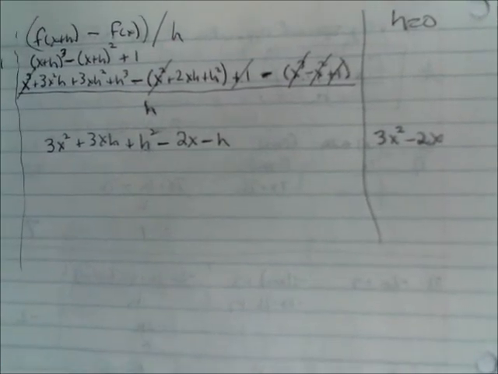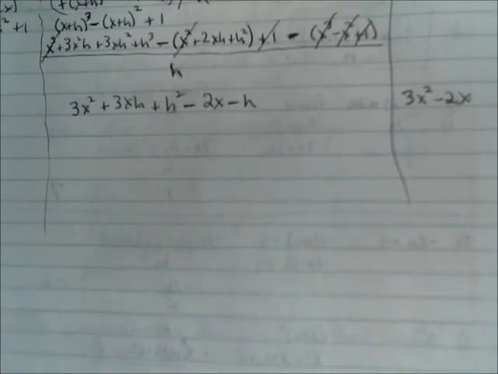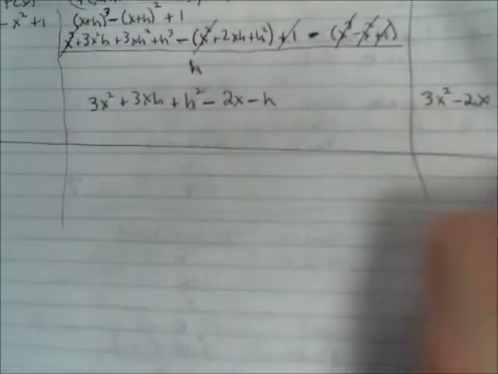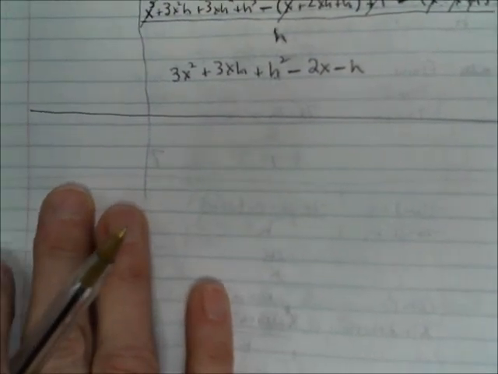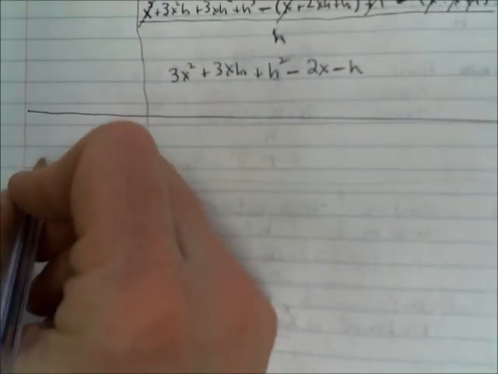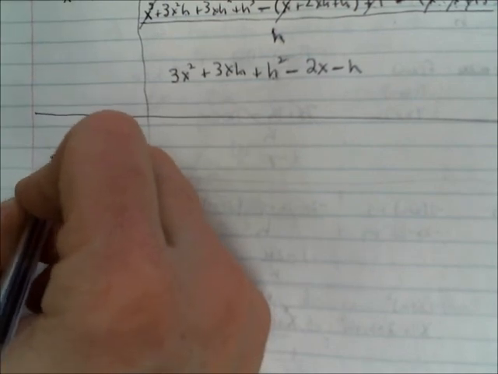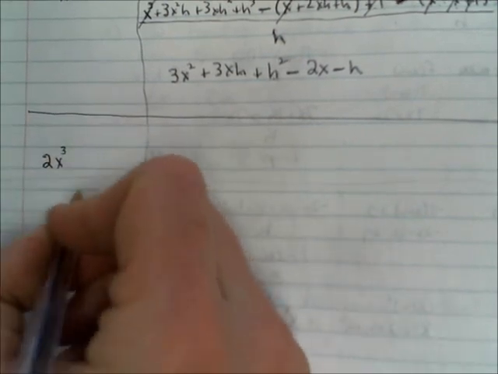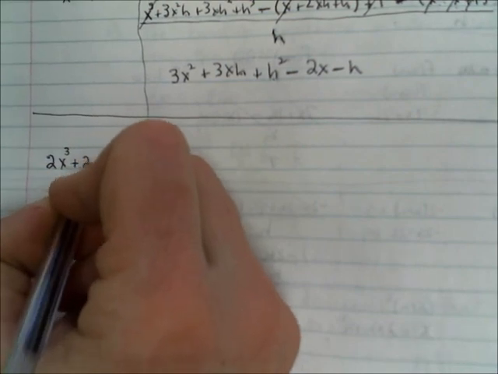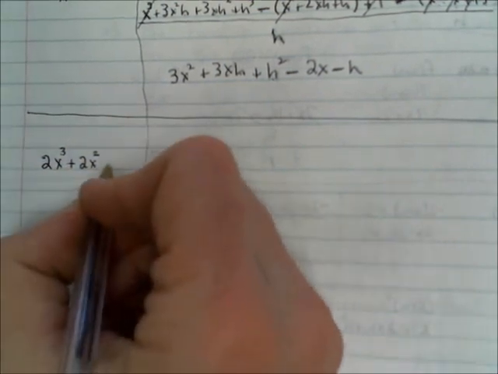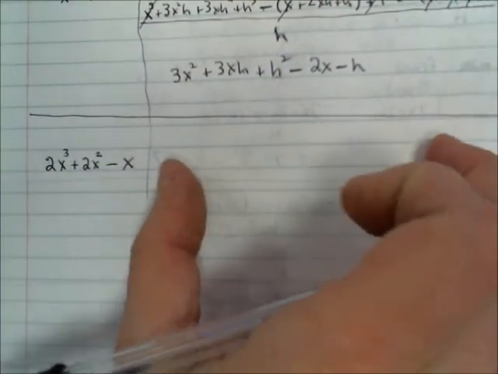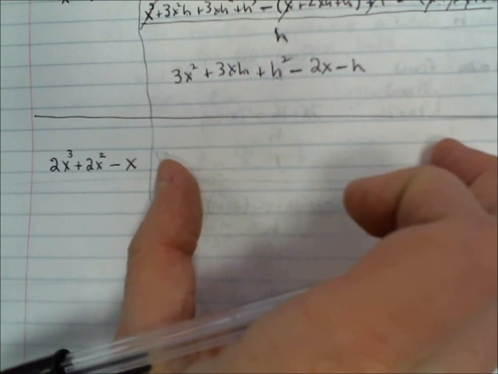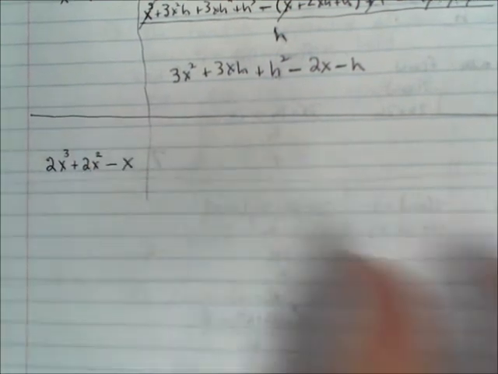I want you to try one on your own. So I'm going to give you one that's more complicated than anything else, and we can go over that one in class tomorrow when you get here. So let's say f of x is equal to 2x cubed plus 2x squared minus x. Now that's going to expand out to be a very long second column, and then you're going to subtract this out and then cancel out with an h.